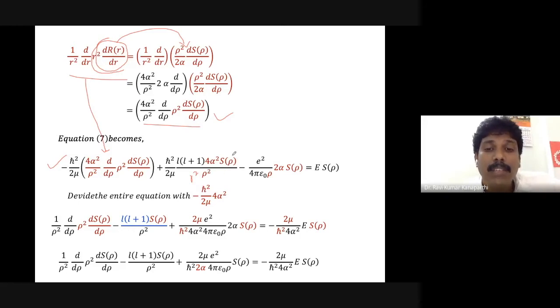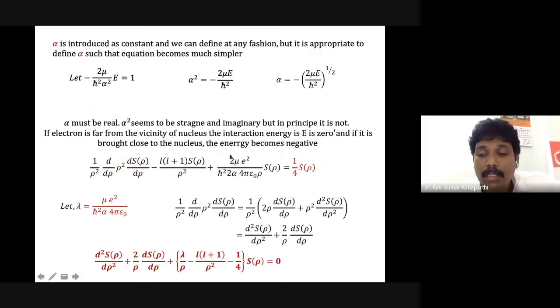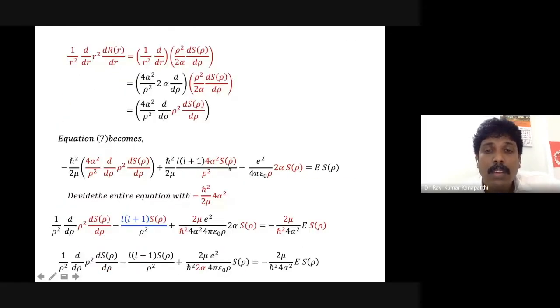So here there is an R of r. Now I have replaced it with the S of rho. And further here, you have e square upon 4 pi epsilon r. What is r? r is nothing but rho upon 2 alpha. So that is what is replaced here. So essentially, after making this substitution, rho is equal to 2 alpha times r, you convert the entire expression in terms of rho. That is what is done here.